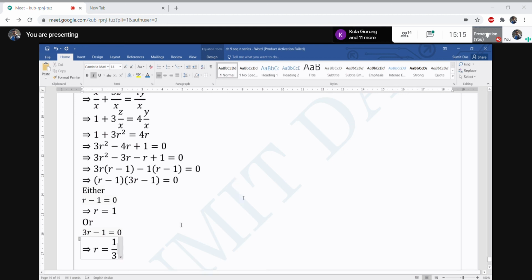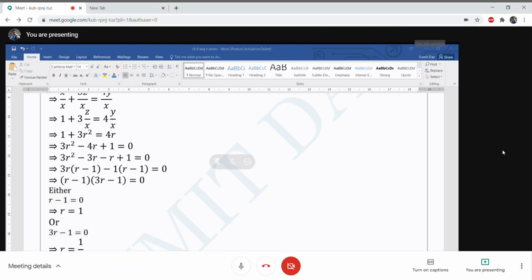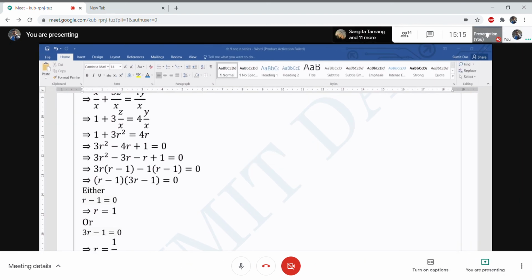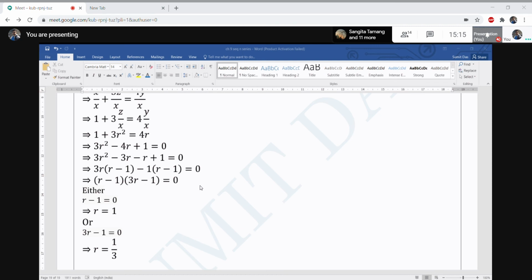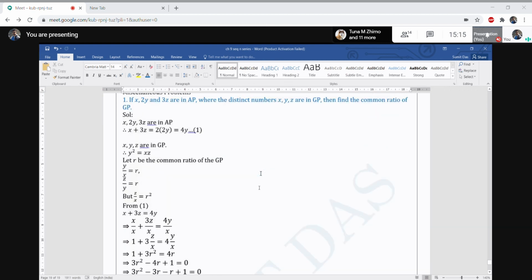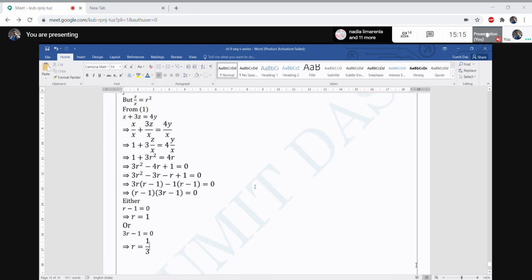Can anyone tell me which will be accepted? We got r equal to 1 and we got r equal to 1 by 3. Which value of r will be accepted? Any answer?